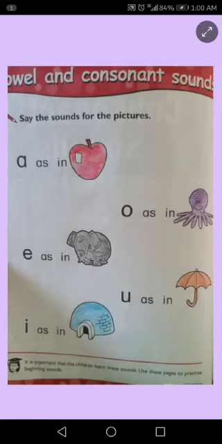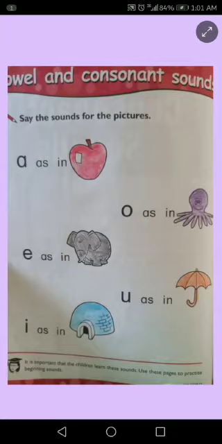Let's start. A as in apple. A, A, apple. E as in elephant. E, E, elephant. I as in igloo. I, I, igloo. O as in octopus. O, O, octopus. The last one is U. U as in umbrella. U, U, umbrella.